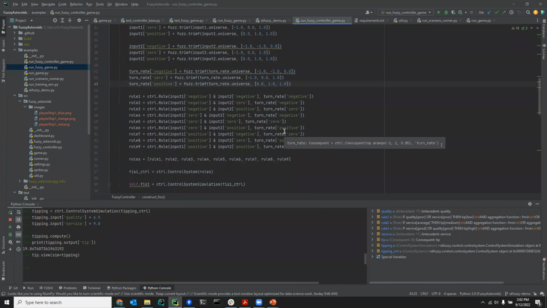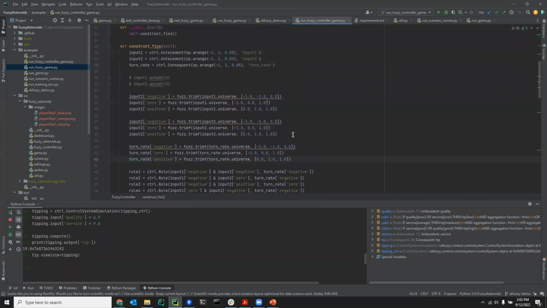Now we need to define our rule base. Since we have 3 membership functions for our first input, and 3 membership functions for our second input, we will have a rule base of size 9 because we have to define every combination of these. So 3 times 3 is 9. If we had a third input, we would have to define 27 because we would have 3 raised to the third power.